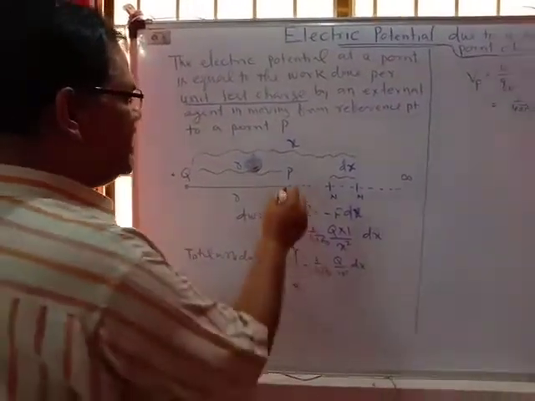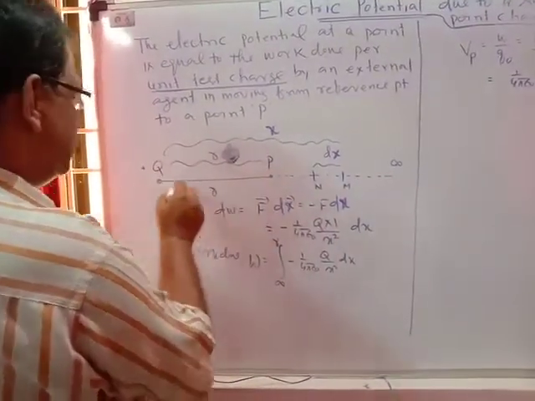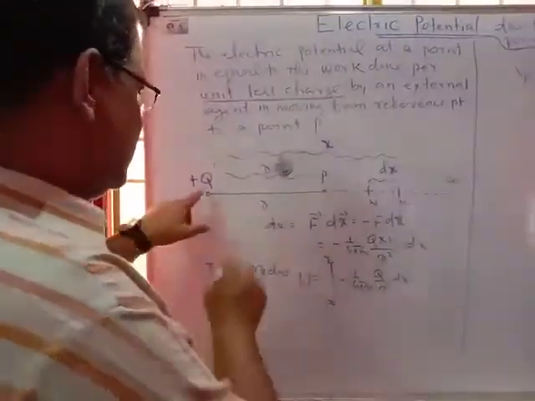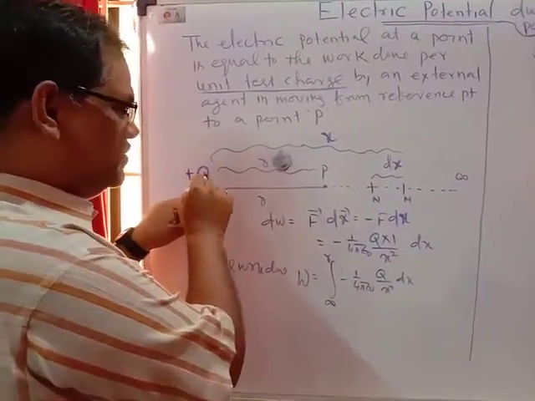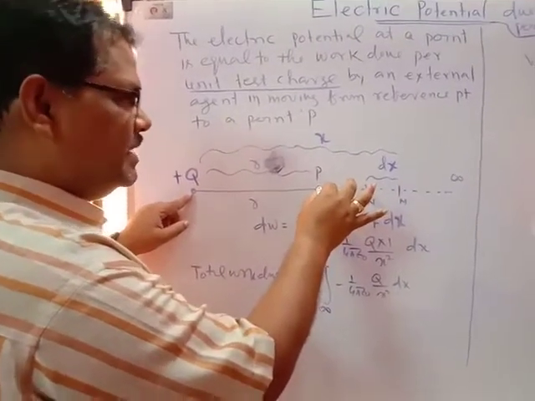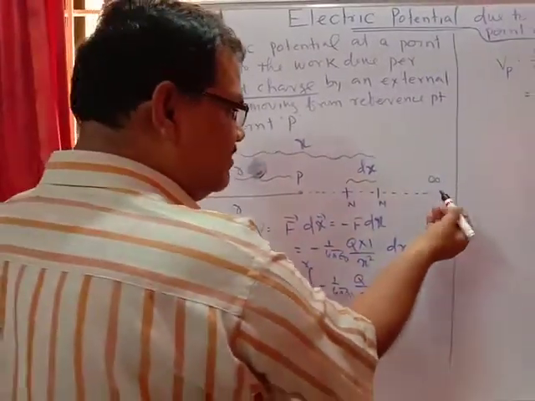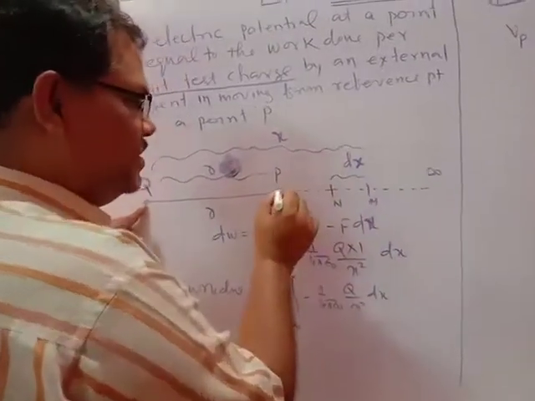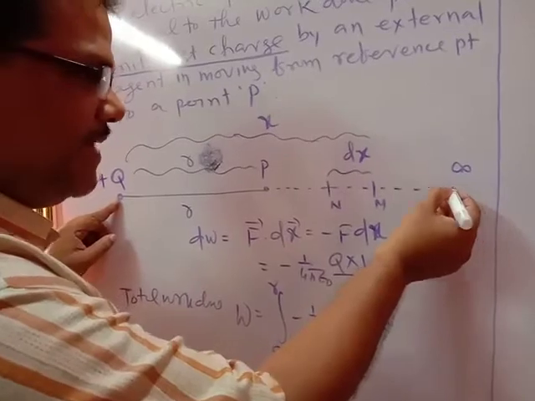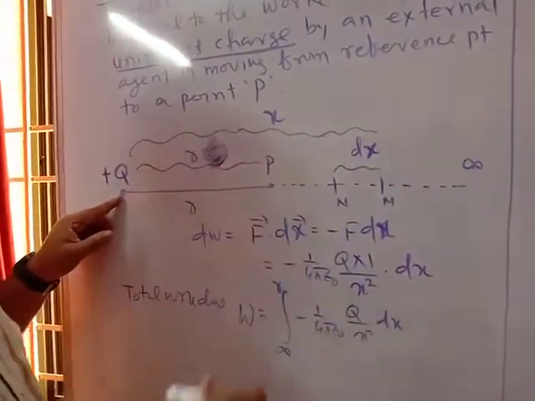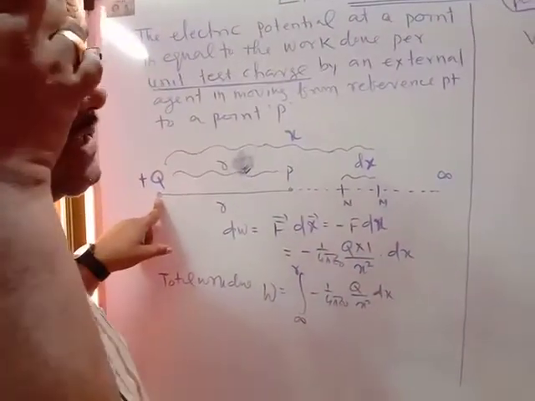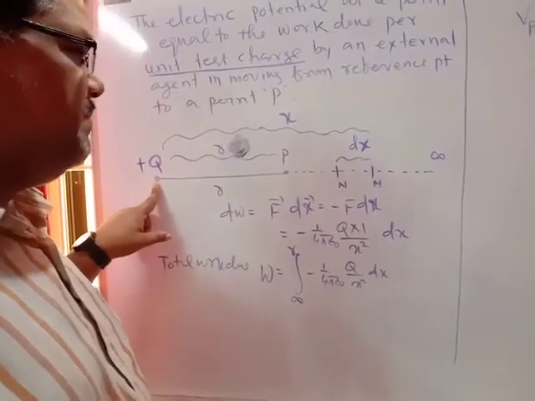If you want to calculate the electric potential at point P, this is the plus Q charge, capital Q, and the electric field is created by that plus Q. We want to find out the electric potential at point P. So what will be the work done in bringing it from infinity to the point P? Here the reference point is considered as infinity. From infinity to P, the work done per unit charge is the electric potential at point P.